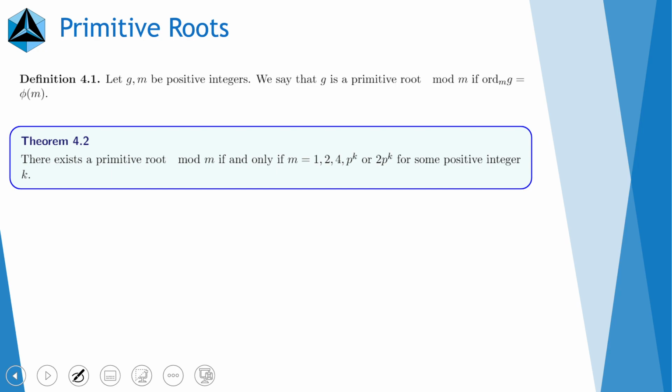Our theorem here for primitive roots is that there exists a primitive root mod m if and only if m is equal to 1, 2, 4, a power of p, or 2 times a power of p. Most of the time, a particularly useful case is where m is just equal to p, because it's a lot simpler.